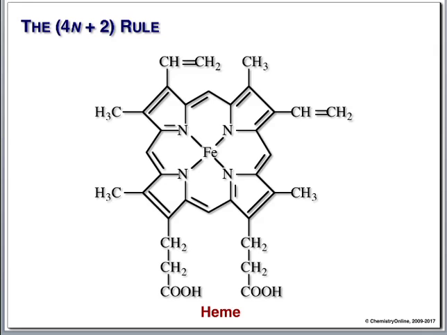How many electrons does it have? Well, let's kind of count. We have 2, 4, 6, 8, 10, 12, 14, 16, 18, 20, 22. But we also have these two sp3 nitrogens, and they're going to kick in. And we wind up with 26 pi electrons, aromatic, with N equal to 6.